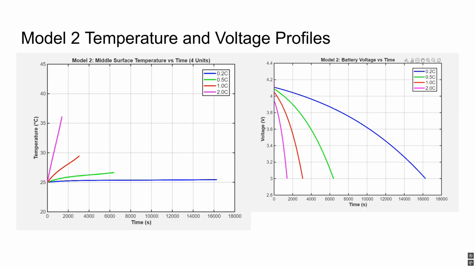In the next slide, I have presented the second model. And once again, they are temperature and voltage profiles, which do seem similar, especially the voltage profiles, as the first model. But in the temperature profiles, there's a distinct difference between the higher discharge rates of 2C and 1C. On the previous model, we have reached below 35 degrees Celsius, and right here, 2C has reached above around 36 degrees Celsius.